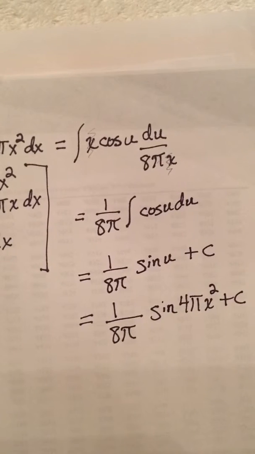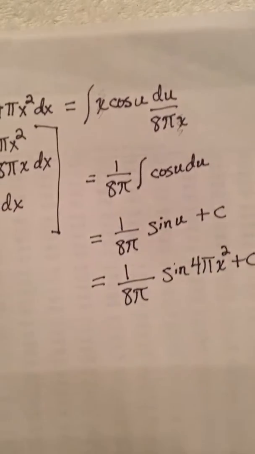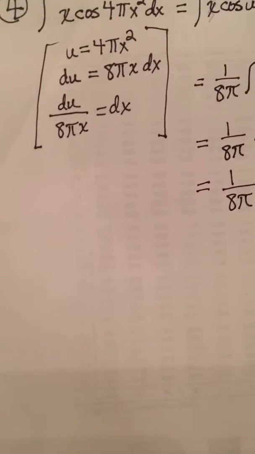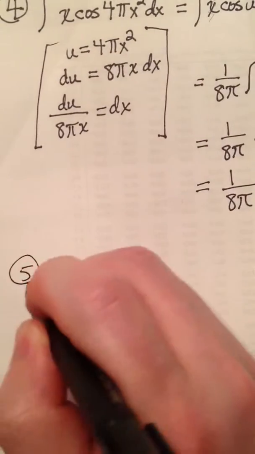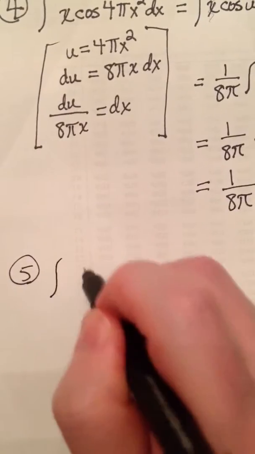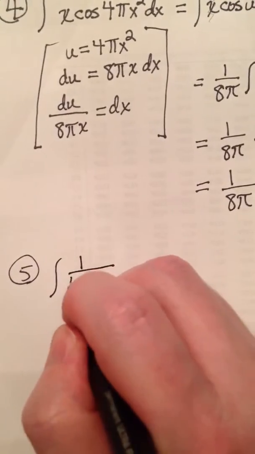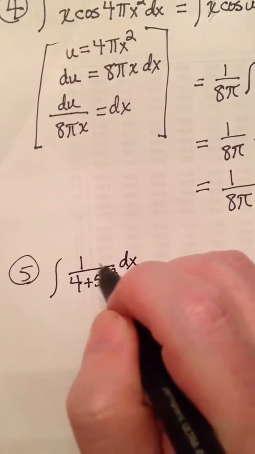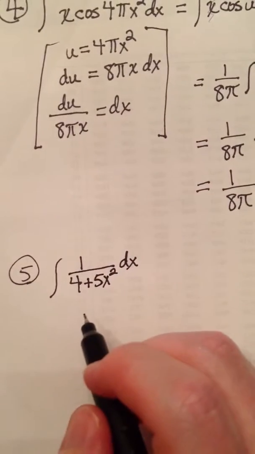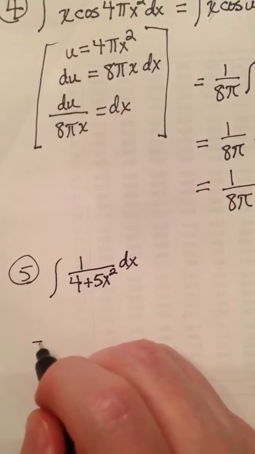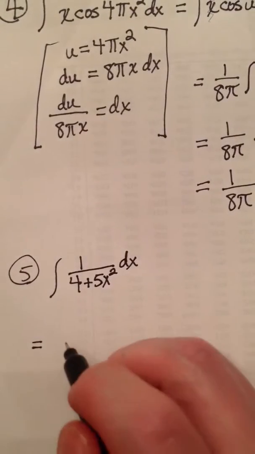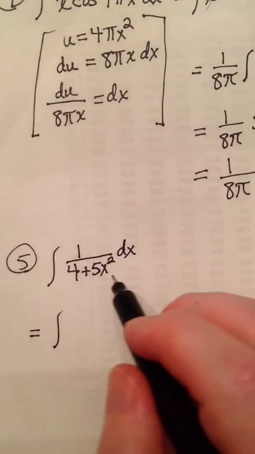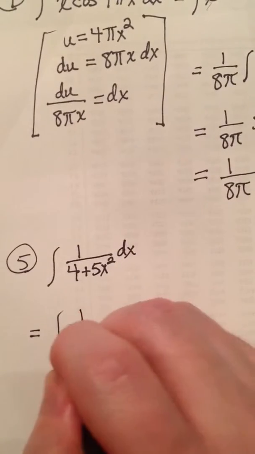Now, for problem number 5, in this encounter we have a constant over a sum of squares, and in this situation we have 1 over 4 plus 5x squared dx. So with the constant over a sum of squares, this is going to lead up to an arctangent term for the antiderivative. So we can rewrite these terms as sums of squares.